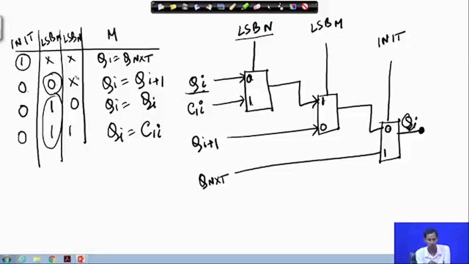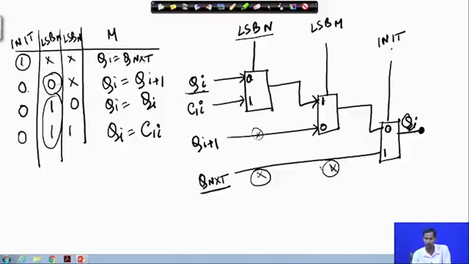For 0 0 do not care means if this bit is 0 0, then here it is do not care. That means whatever combination is for LSB, I do not have to check for the bit position of LSB n. That is why I have omitted that multiplexer. For 0 0, qi equals to qi plus 1. For initial, if this is 1 then it will choose directly q next; it does not have to check the values of LSB m and LSB n.